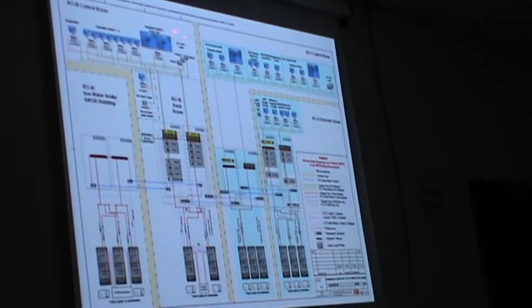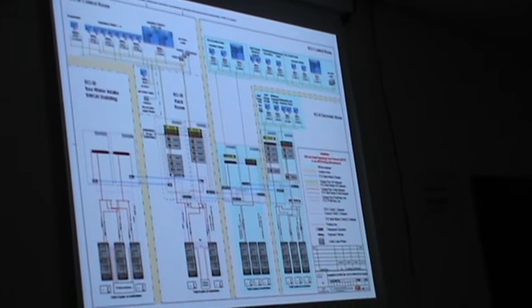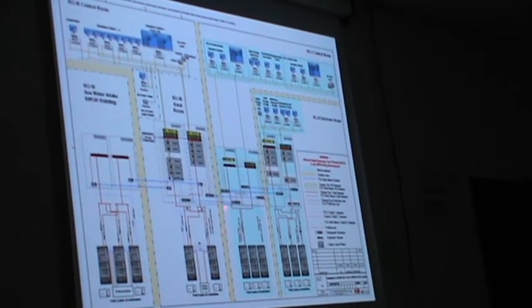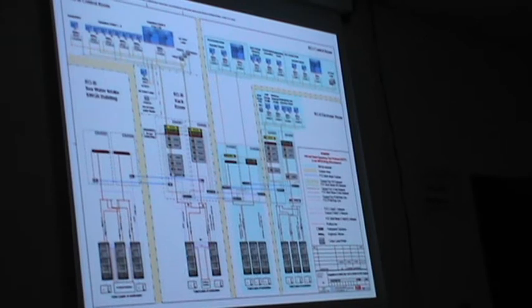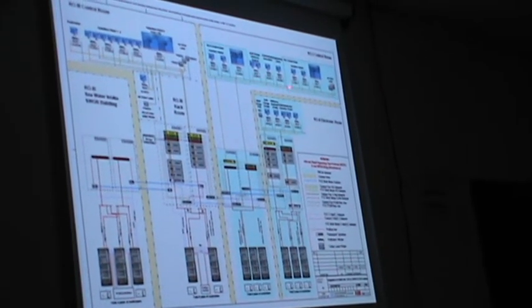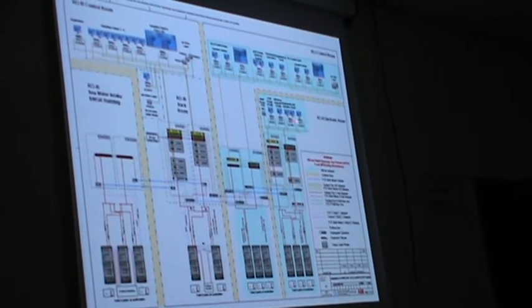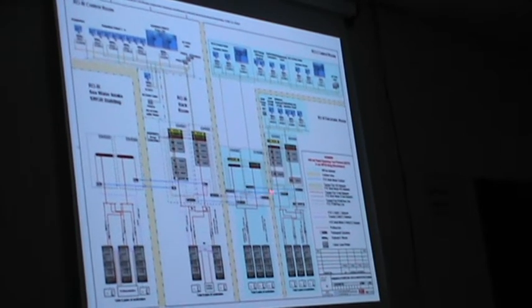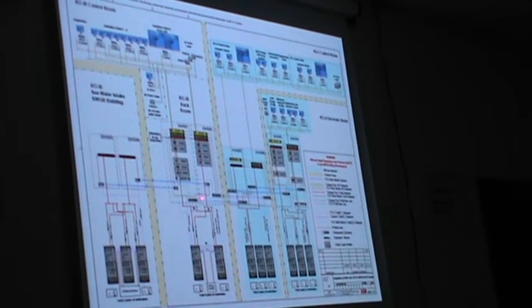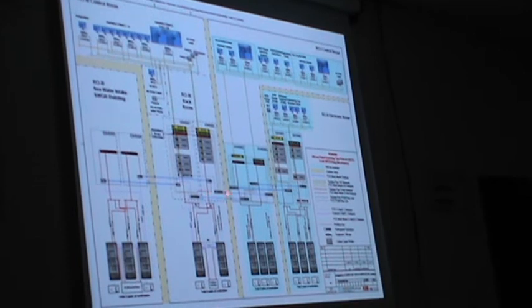Now this is the RO3 plant configuration, and RO1 and RO2. So RO1 and RO2 are already interlinked. Now we will link it with RO3 also.